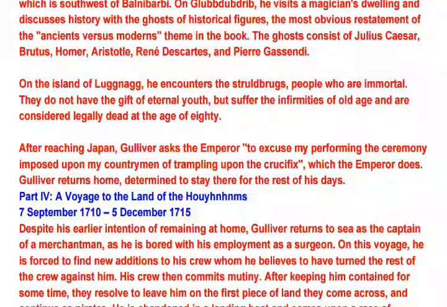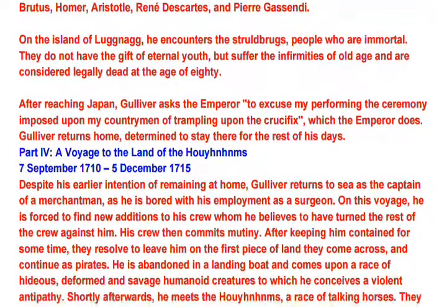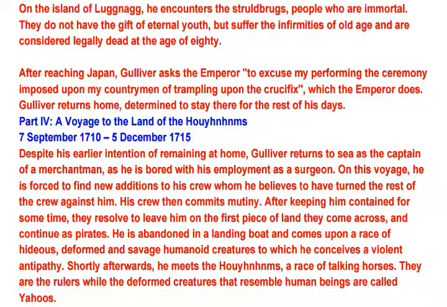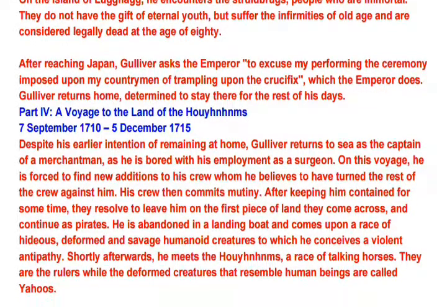The most obvious restatement of the ancient versus modern theme in the book. The ghosts consist of Julius Caesar, Brutus, Homer, Aristotle, René Descartes, and Pierre Gassendi. On the island of Luggnagg, he encounters the Struldbrugs, people who are immortal. They do not have the gift of eternal youth, but suffer the infirmities of old age and are considered legally dead at the age of 80.